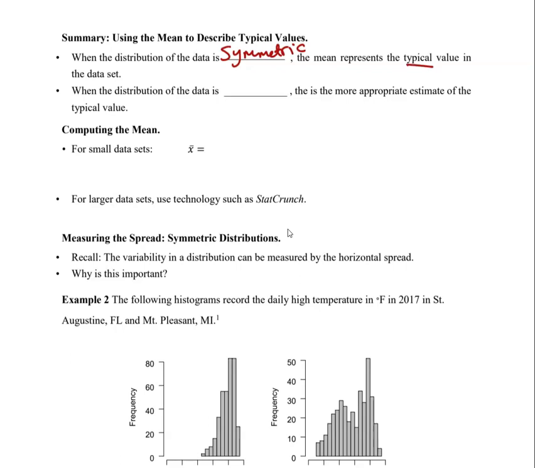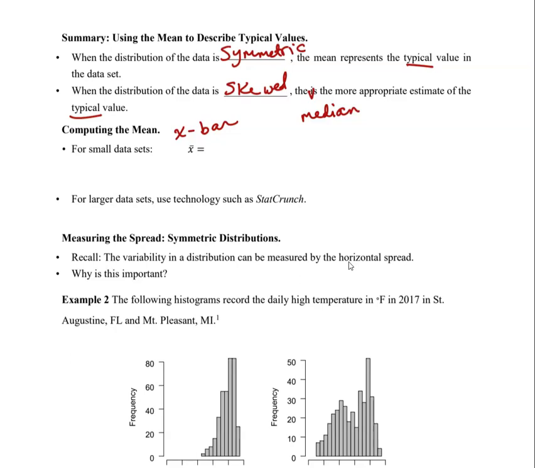When the distribution is skewed, and I think I'm missing a word here, but this should say the median, which we'll talk about later in Chapter 3, is going to be a more appropriate estimate for our typical value, or our center. So as long as the data is symmetric, we can go ahead and use the mean. Computing the mean, now if you have a small data set, you can always add them up. And by the way, this symbol here is called X bar, and we're going to start using that throughout the semester. But X bar is what we mean for the mean of a sample.